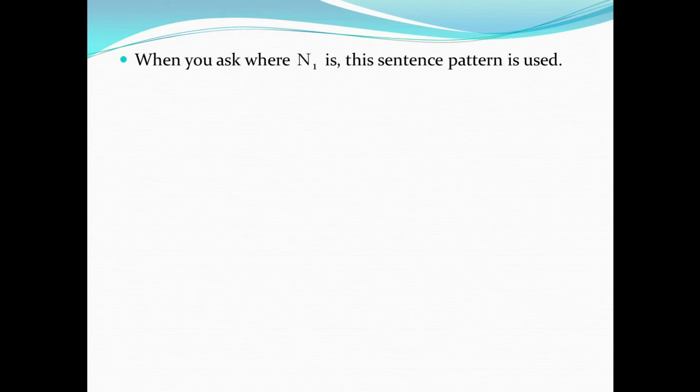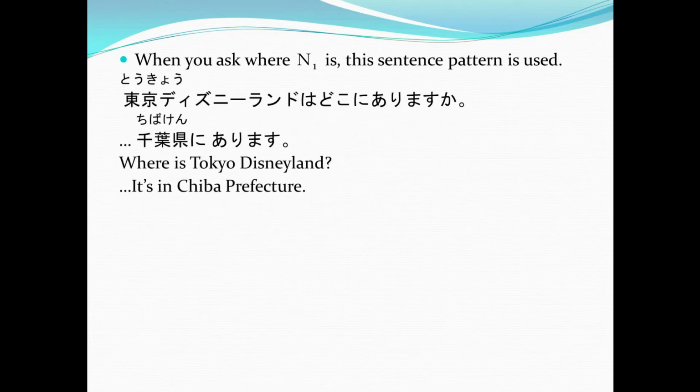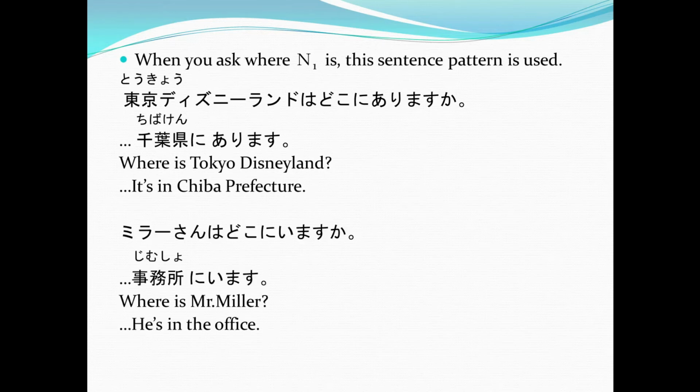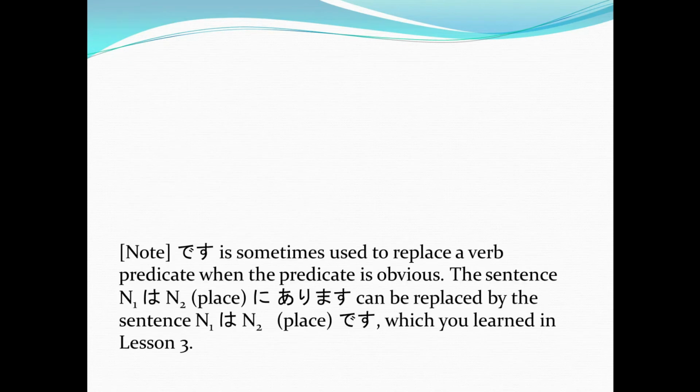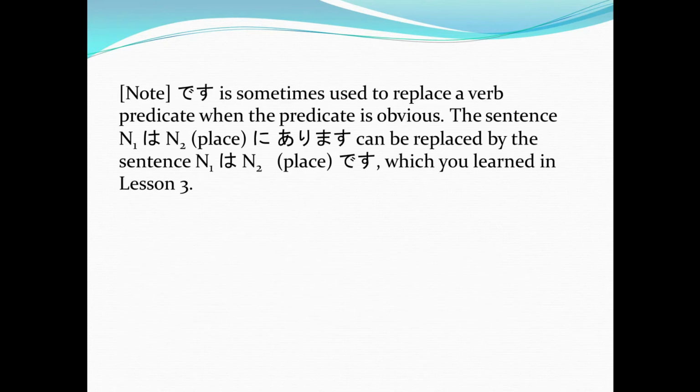When you ask where noun 1 is, this sentence pattern can also be used. So, Tokyo Disneyland wa doko ni arimasu ka? Chibaken ni arimasu. And then another example could be, Minasan wa doko ni imasu ka? Jimusho ni imasu. Now, note that this is sometimes used to replace a verb predicate when the predicate is obvious. The sentence N1 wa N2 place ni arimasu can be replaced by the sentence N1 wa N2 place desu, which you've learned in lesson 3.